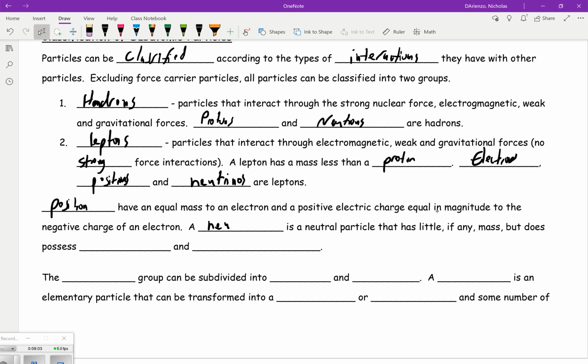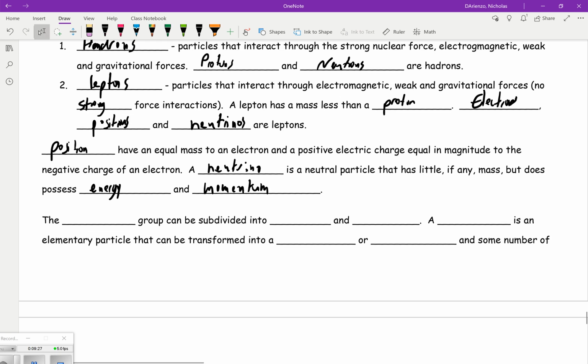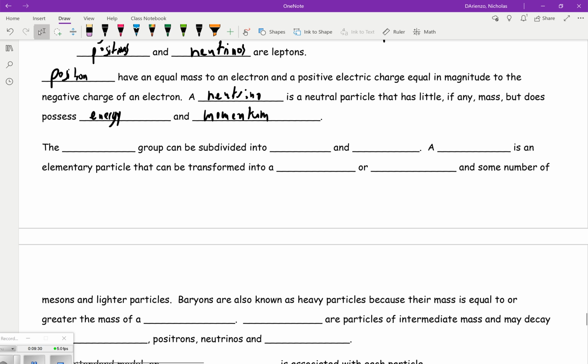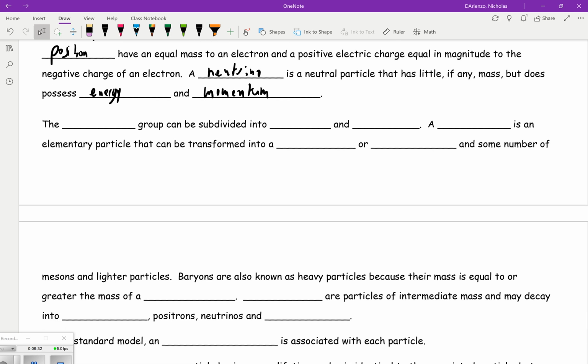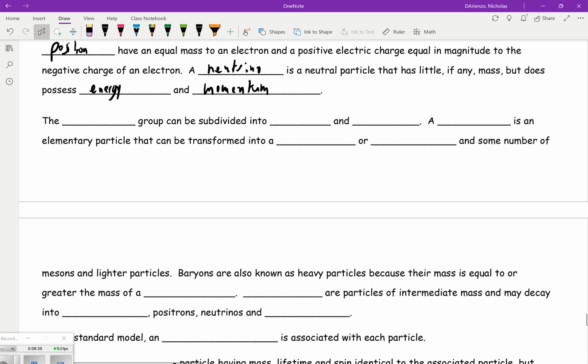The neutrino is a neutral particle that has little, if any, mass, but it does possess energy and momentum, which is one of the things that is kind of confusing, because if you don't have any mass, how can you possess energy and momentum? These are one of the many things that we try to modify our theory to fit and understand more where we can.